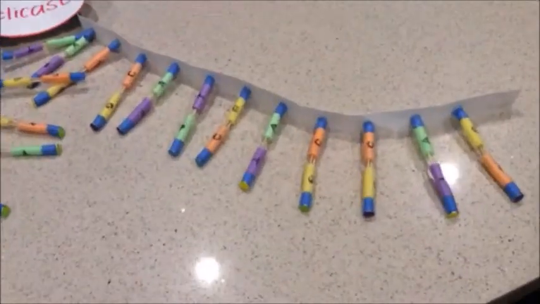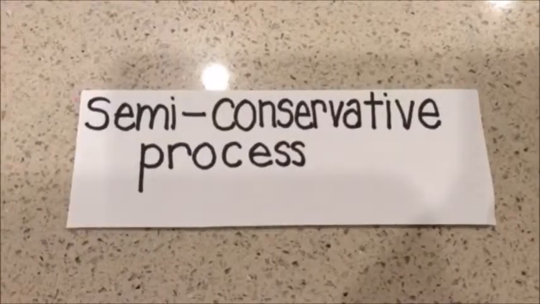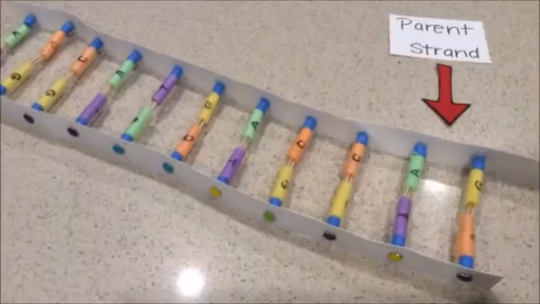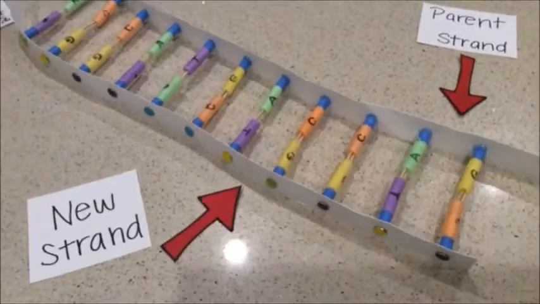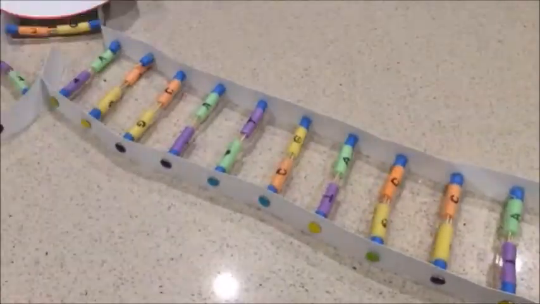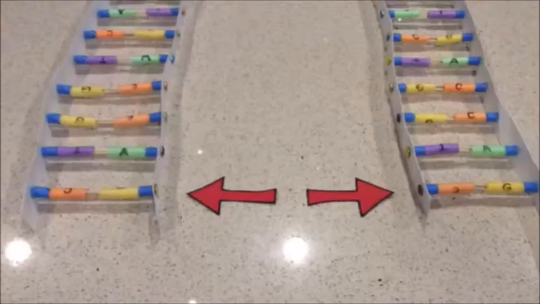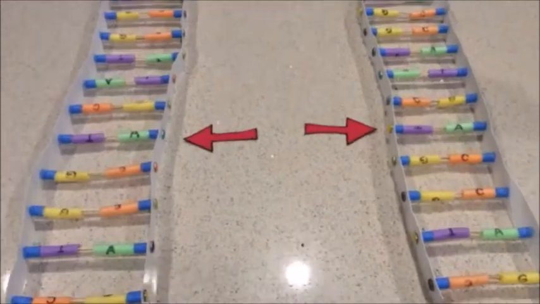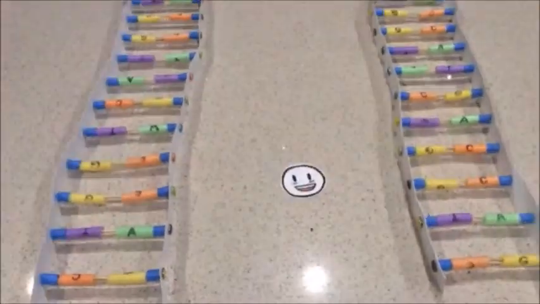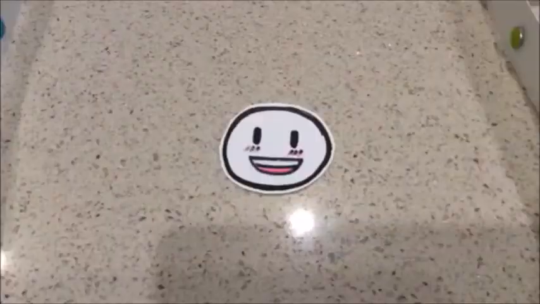Notice how these DNA double helixes are semi-conservative, meaning both new strands have one parent strand that came from the original DNA molecule. So we know one parent strand is always passed on to the new DNA double helix. As you can see here, the sequence of base pairs are identical.